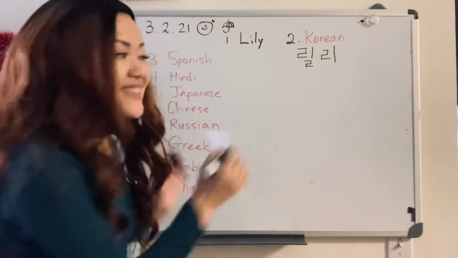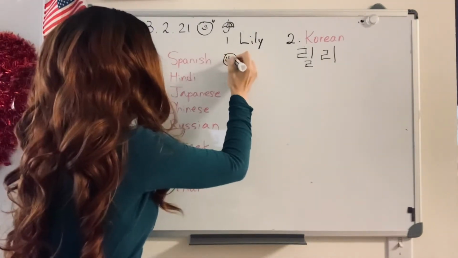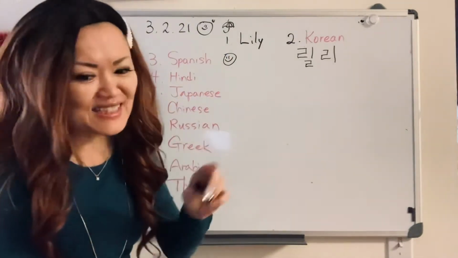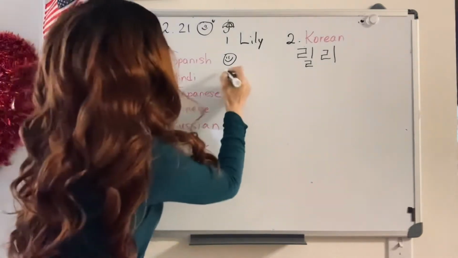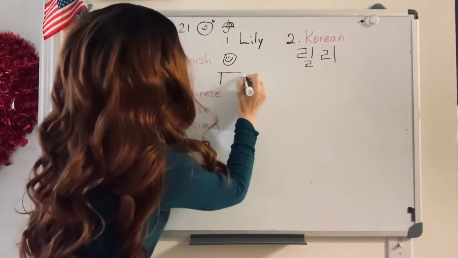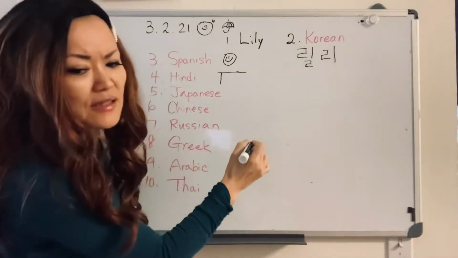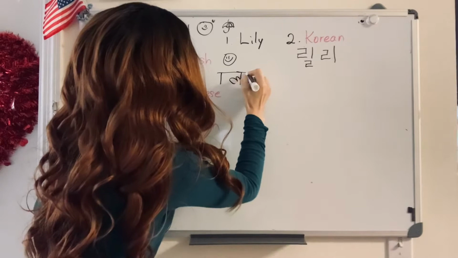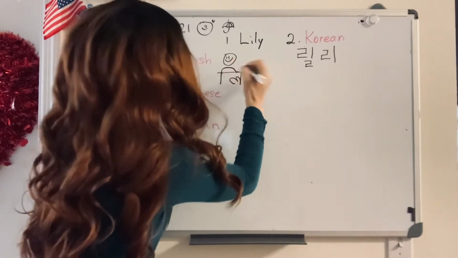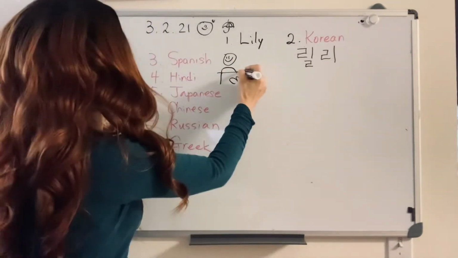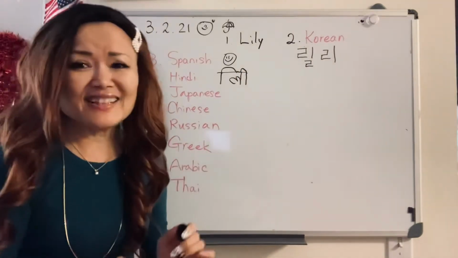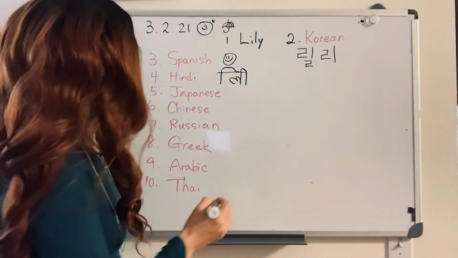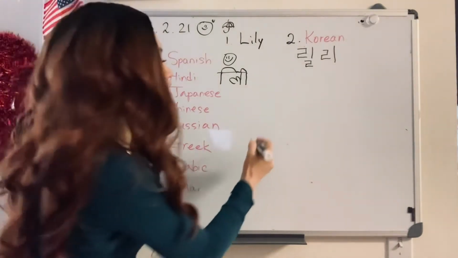Okay, let's go Spanish. Mi nombre es Lily. Same as the English alphabet. Let's go Hindi. You know that I'm still learning, right? Lily is... Yes, Lily. Here you go. Let's go. That's Hindi. Let's go Japanese. Lily is... They say Lily.